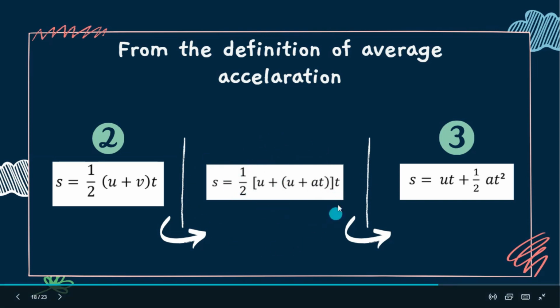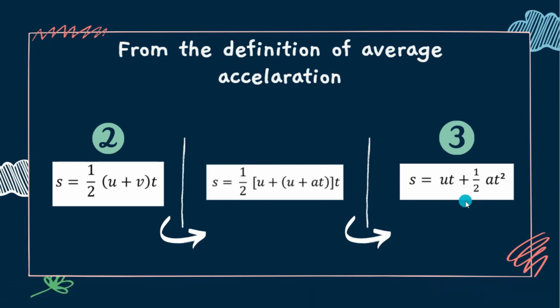From this formula, we solve it and then we get the third formula, which is s equal to ut plus 1 over 2 at squared. So this is the third formula.